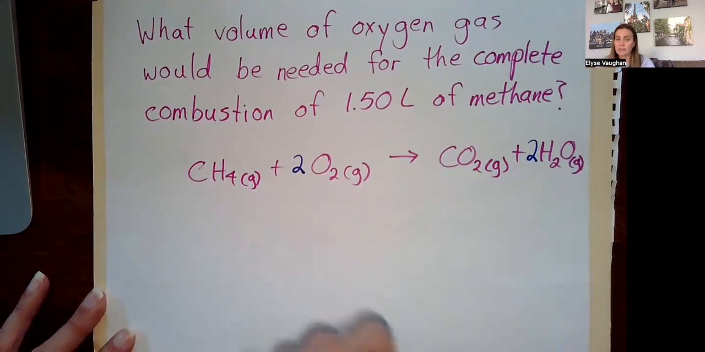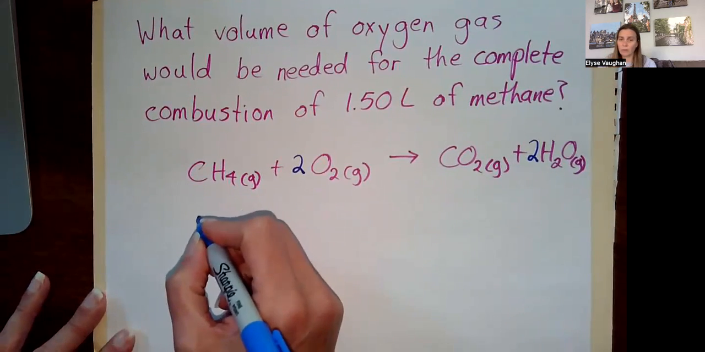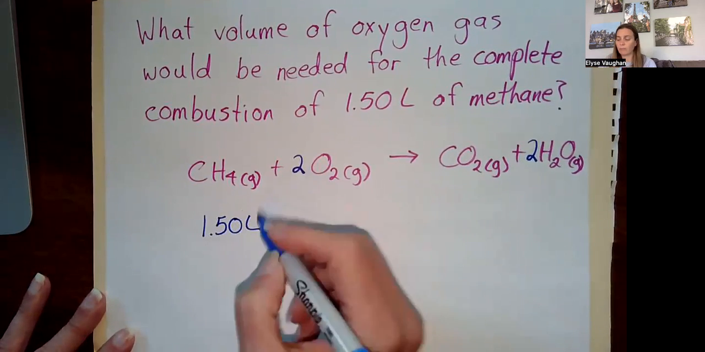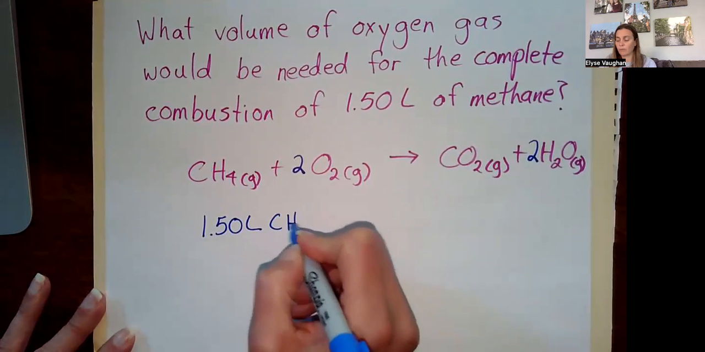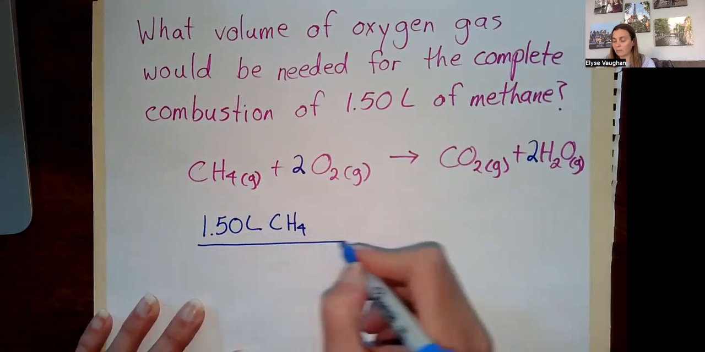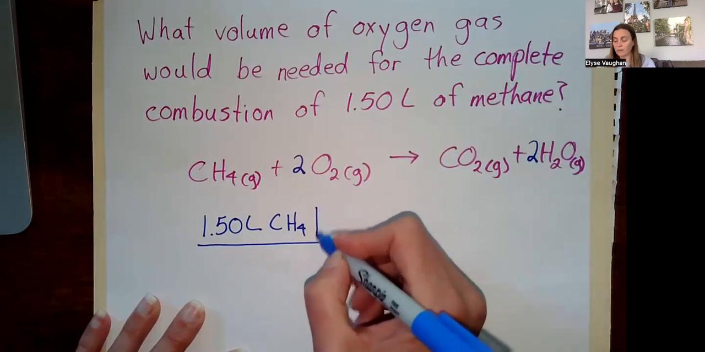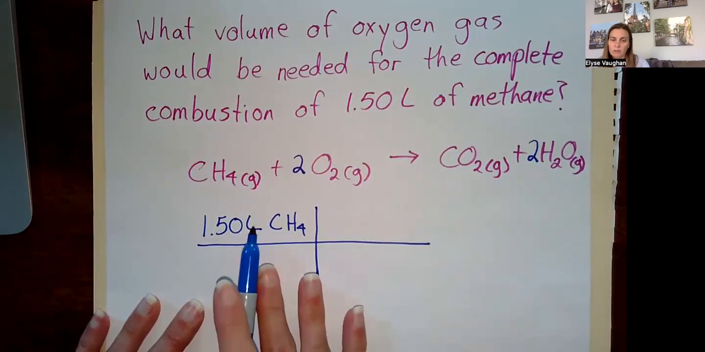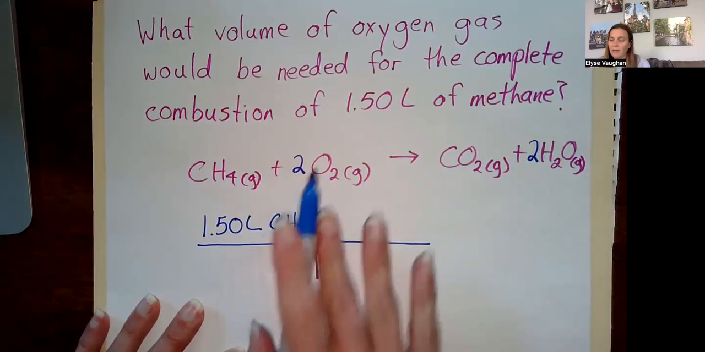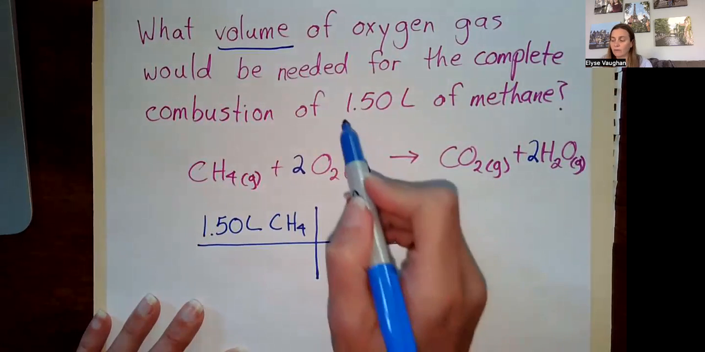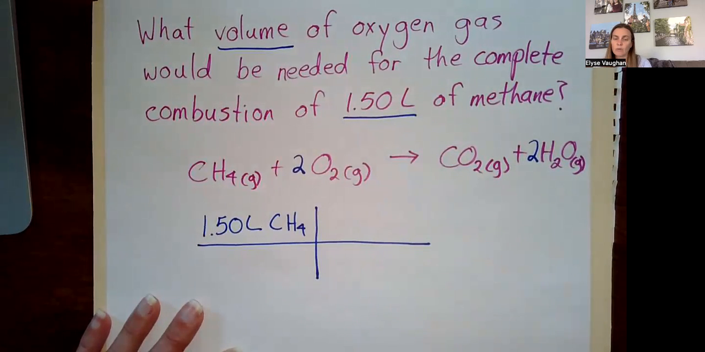So now our next step is to start with what we know. So our given is 1.50 liters of methane, CH4. Now this is where that wonderful little trick of gas stoichiometry comes in. I don't have to convert from liters to moles, because I'm asked for volume and I'm given volume. I can just use mole ratios as volume ratios.